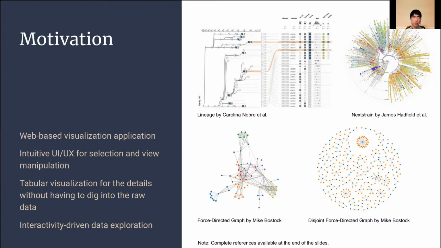They share a common theme that they're all web-based visualizations. Also, they have interactive components that drive data exploration. And if they have one, they often have intuitive UI and UX for selection and view manipulation. And Lineage specifically has a fantastic tabular visualization for viewing the raw data points itself.